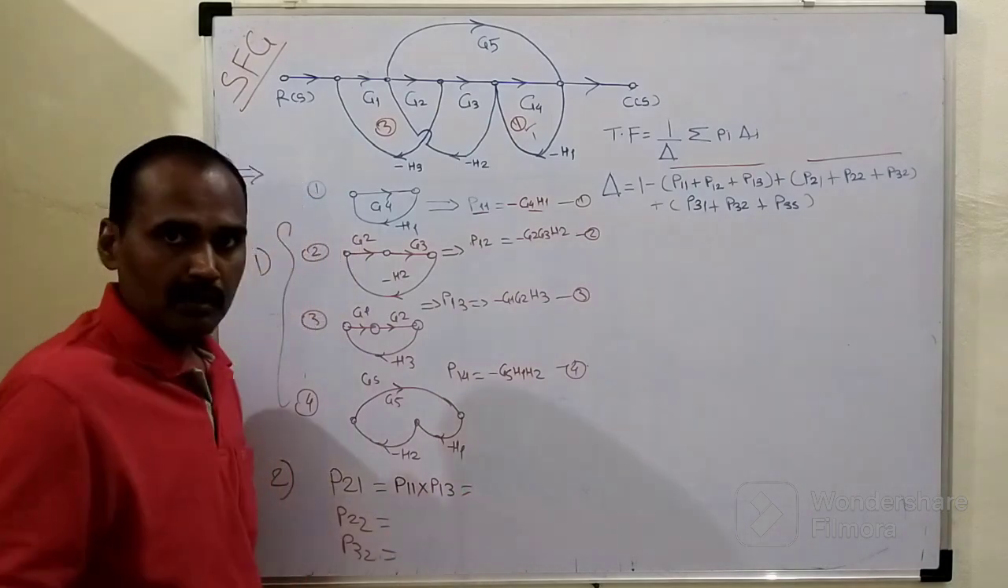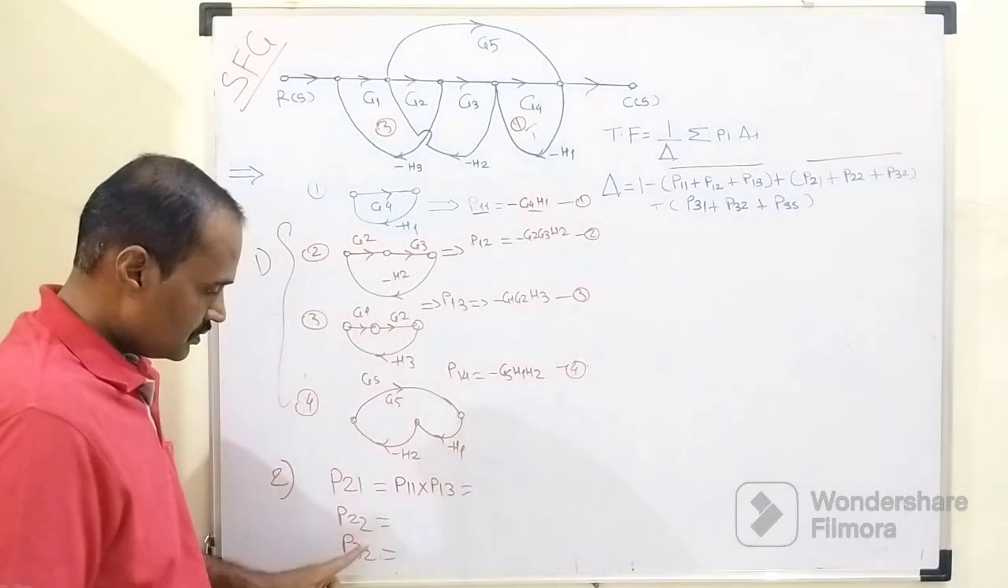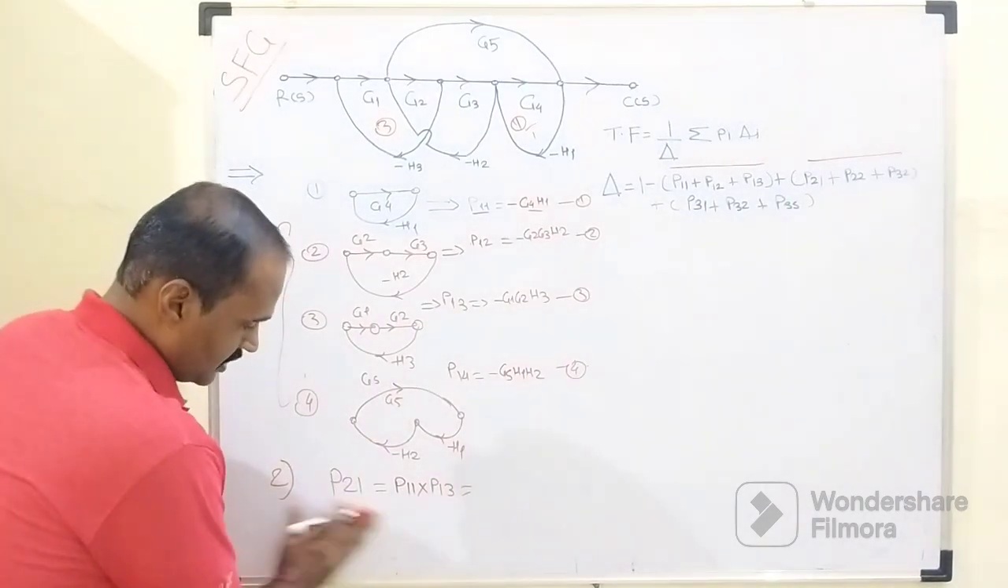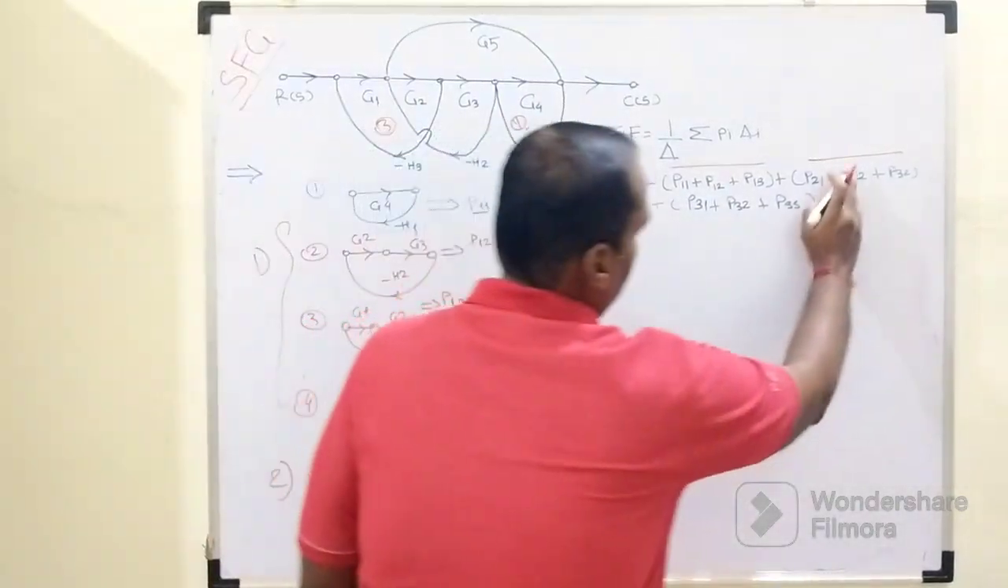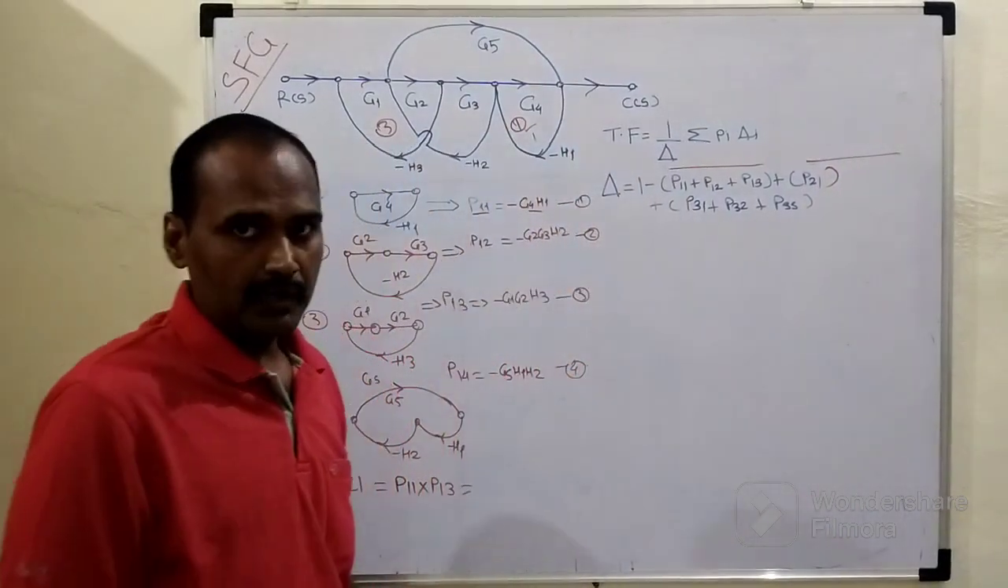P13, right? Now apart from these two non-touching loops, we don't have P22 as well as P32. The second two non-touching loops we don't have. The third two non-touching loops also we don't have. So we are having only one parameter as far as the second parenthesis is concerned. So that is nothing but P21, right?